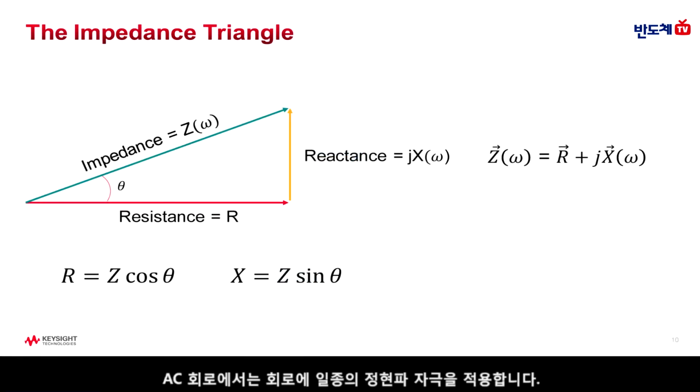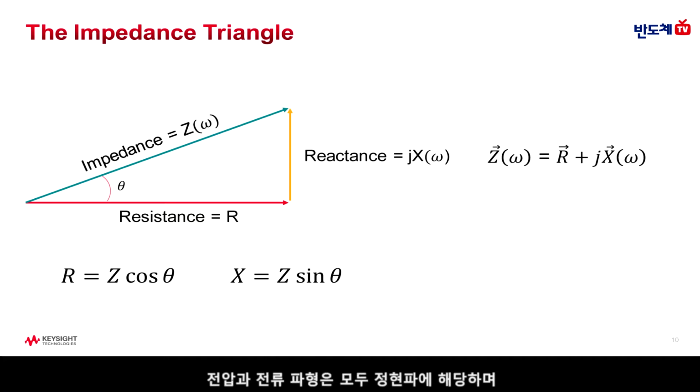So in AC circuits, we're applying some sort of sinusoidal stimulus to the circuit. And of course, the voltage and current waveforms are both sinusoidal with constantly varying amplitudes. Now, the total power dissipated is still equal to the product of voltage and current.